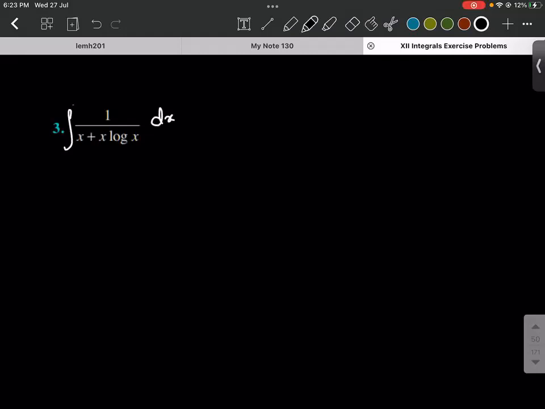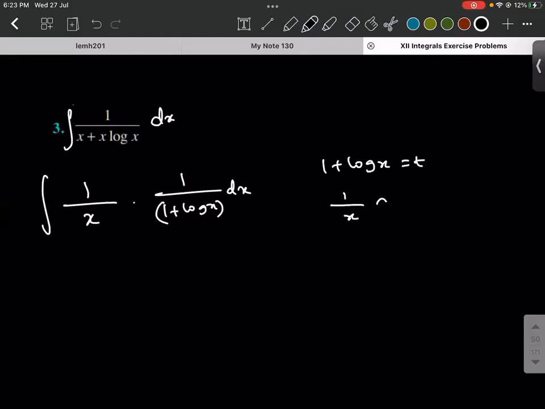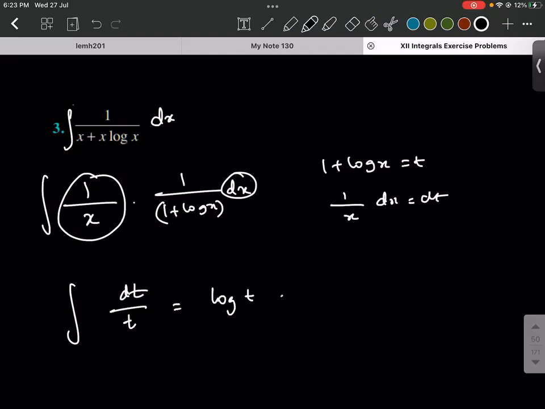I want you to solve this: the integral of 1 by x into 1 by 1 plus log x dx. What will you substitute as t? Take 1 plus log x itself as t. Then 1 by x into dx is dt, so dx divided by x is dt. Then dt divided by t gives log t, which is log of 1 plus log x plus c. Am I clear with this?